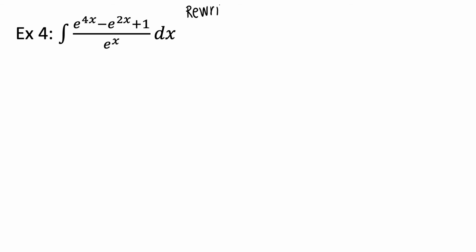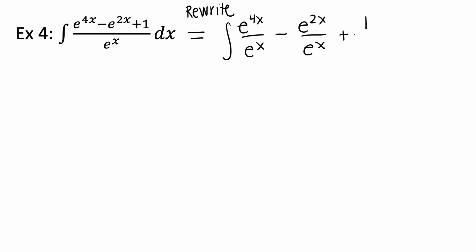So let's rewrite by splitting up. I'm going to first split this as e to the 4x over e to the x minus e to the 2x over e to the x plus 1 over e to the x dx. Now, because in our first two terms we have the same base, we can use our properties of exponents to simplify. So we can subtract our exponents 4x and x, and we can subtract these two exponents as well.